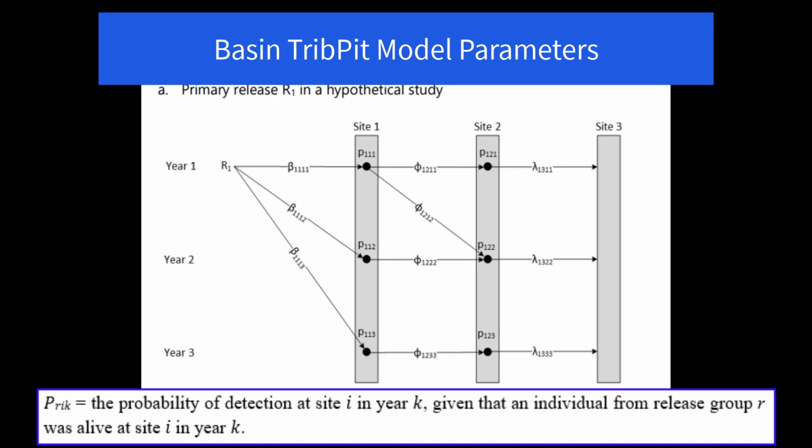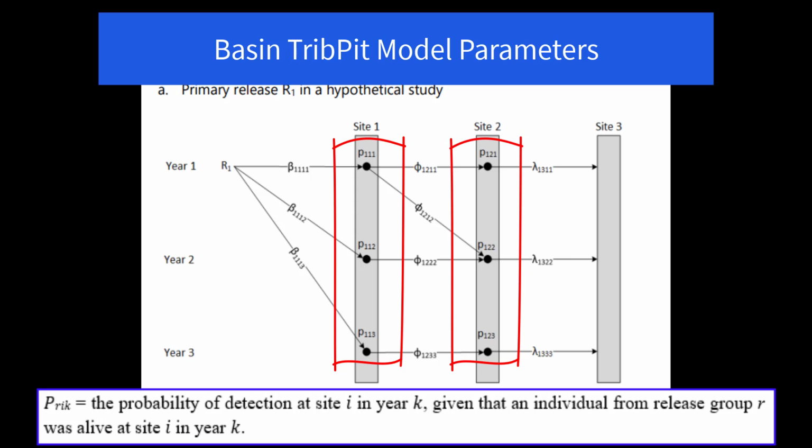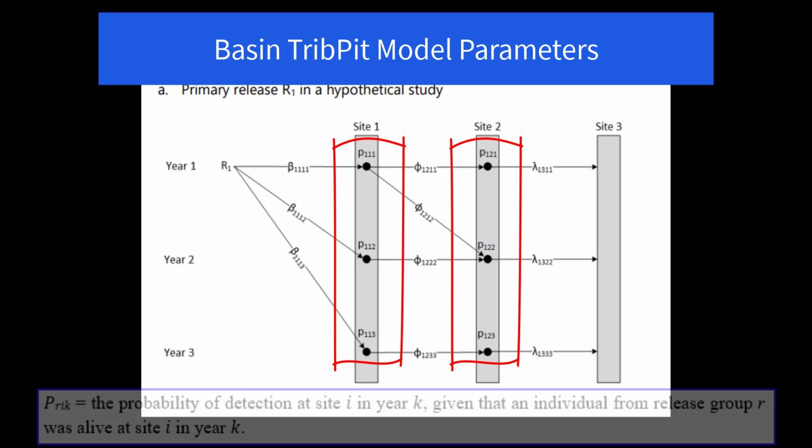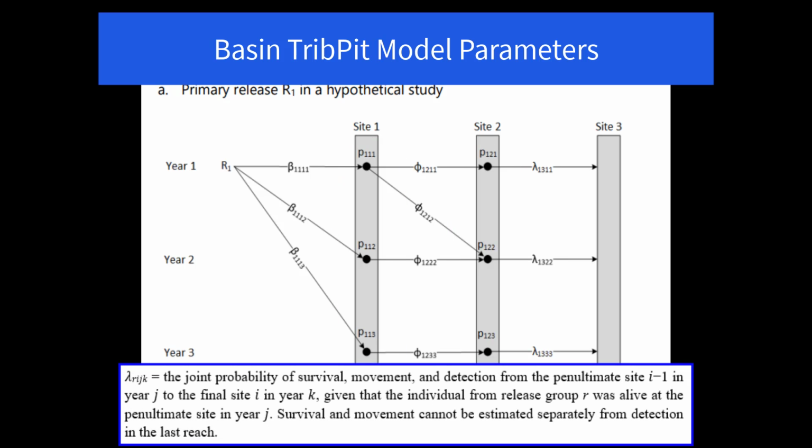The next set of parameters are the p parameters. P_Rik equals the probability of a detection at site I in year K, given that an individual from release group R was alive at site I in year K. There is a p parameter for each detection site and year combination for all sites upstream of the final detection site. The final type of parameter is the lambda parameter.